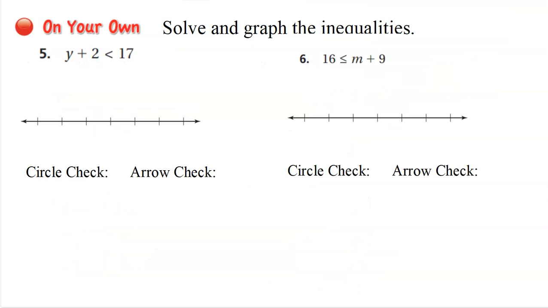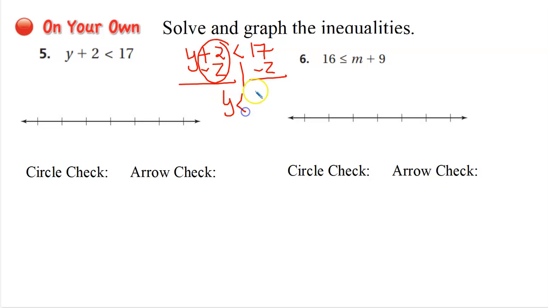So here's the OYO. Try these two. Pause the video. Writing it over here so I have some room. Drawing my balance scale. Subtracting 2, zero pair. y is less than 15. So I'm going to do 14, 15, 16. Open circle. My graph goes to the left. All of those numbers make the inequality true.